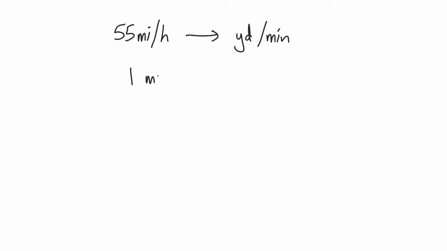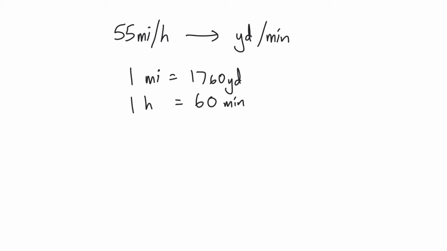Okay, here's one for you. So maybe you've got to convert 55 miles per hour to, gosh, I don't know, yards per minute. I'm going to tell you that 1 mile is 1,760 yards exactly, and 1 hour is exactly 60 minutes. So go ahead and pause the video here and try this conversion, and then unpause me in a couple of minutes and let's compare notes.